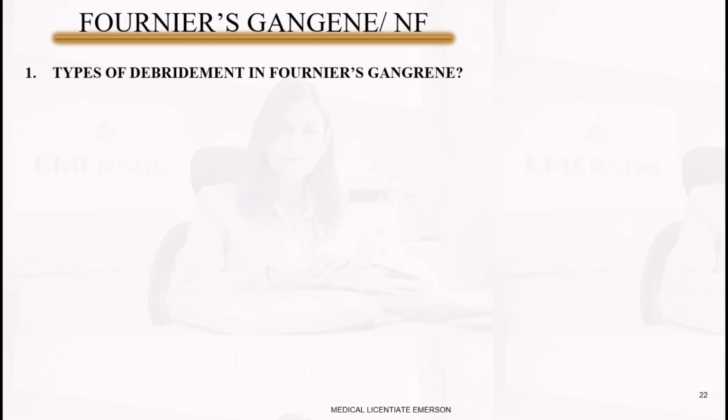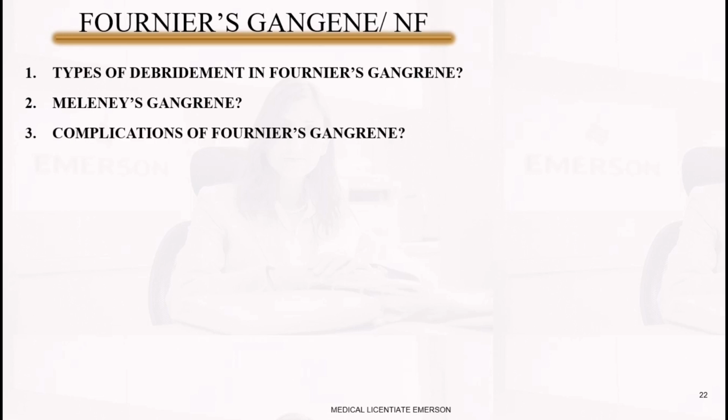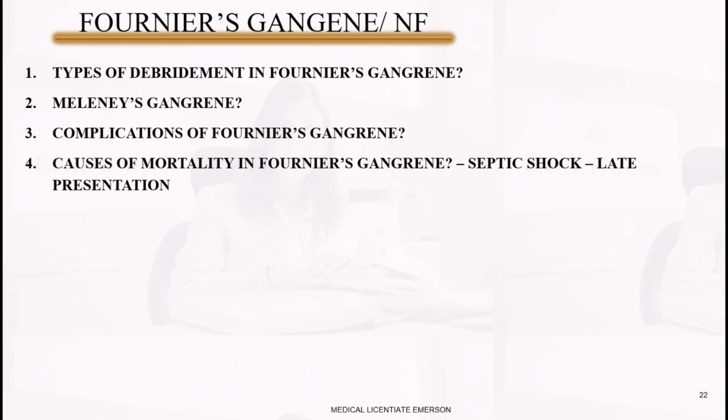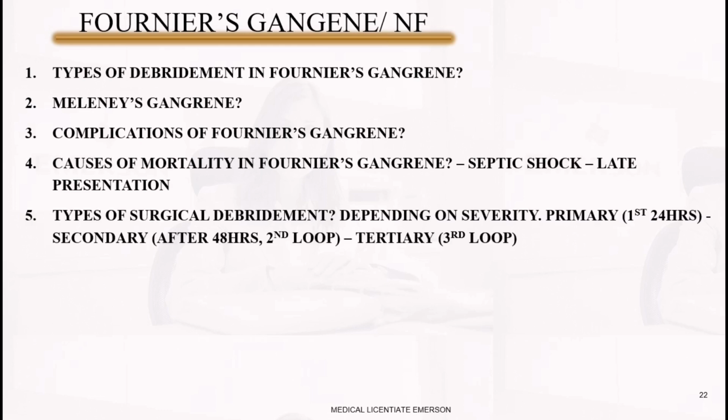Fournier's gangrene now. So types of debridement in Fournier's gangrene, you need to know the types. Meleney's gangrene, so you need to know what Meleney's gangrene is. I'm behind on hernias. Then complications of Fournier's gangrene, causes of mortality in Fournier's gangrene. So of course, bearing in mind you have septic shock and late presentation, what other things can cause it. Then types of surgical debridement, depending on severity.